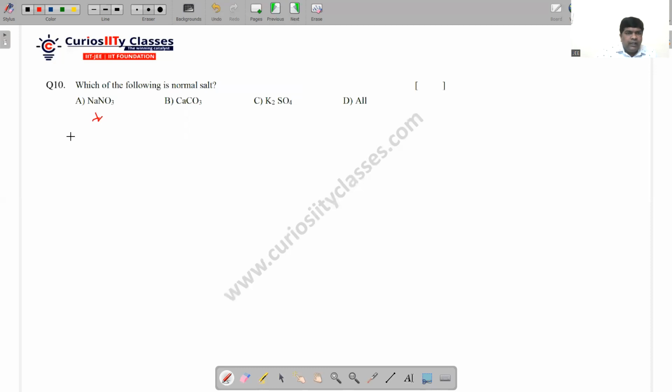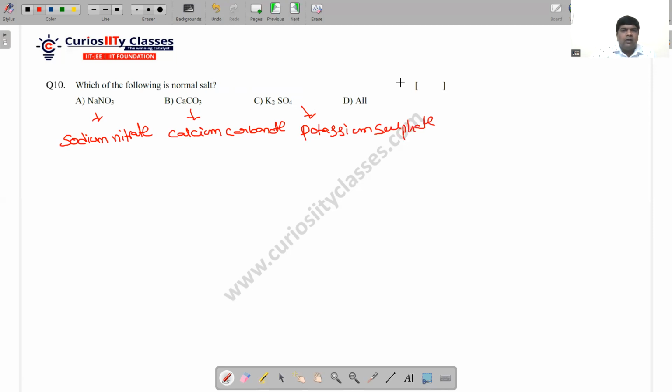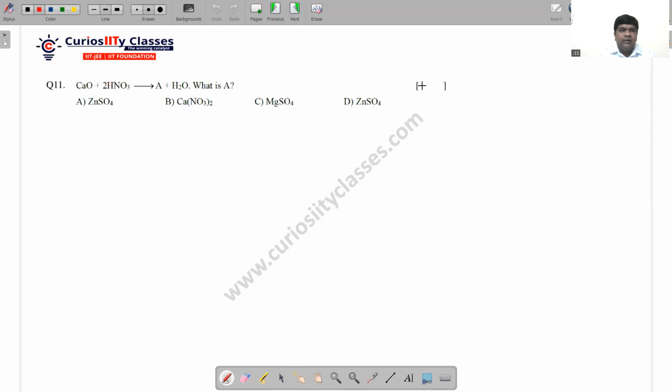NaNO3, sodium nitrate. CaCO3, calcium carbonate. K2SO4, potassium sulfate. And D is all. All these are normal salts. Option D is correct.